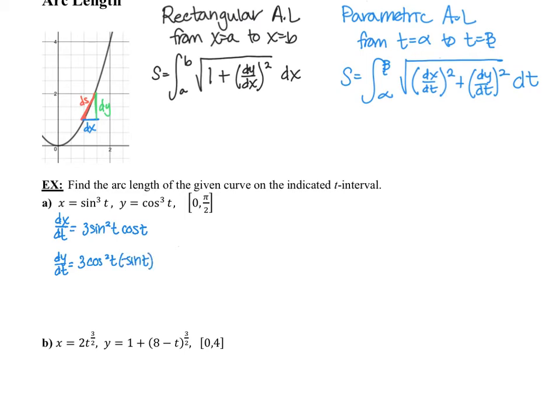Let's get those derivatives right. And then square each of those. So dx dt squared equals 9 sine to the 4th t cosine squared t. And similarly, for dy dt squared, I would get 9 cosine to the 4th t, and the negative sign will end up being just positive, sine squared t. Okay, so now comes the real interesting part. So I'm going to take the integral.